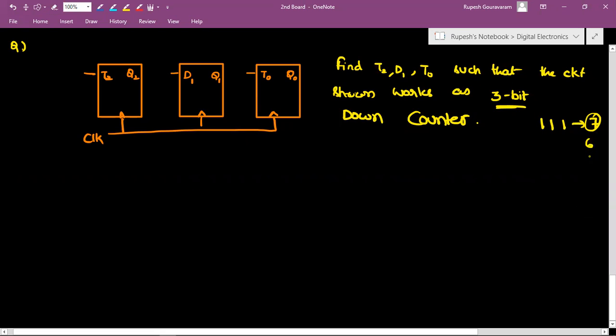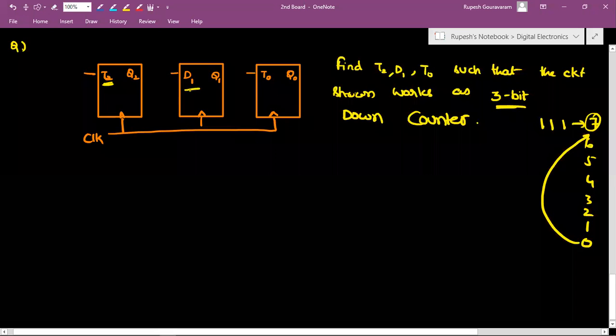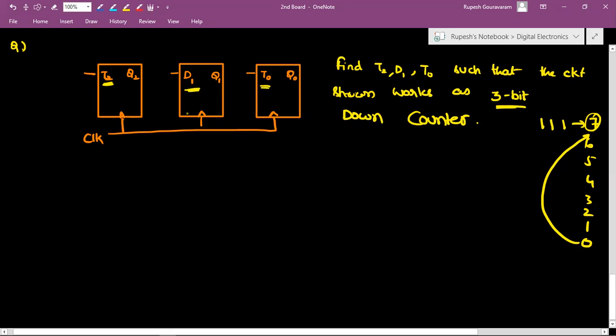So it counts like this: 7 6 5 4 3 2 1 0, and again it goes to 7 and it repeats. Okay, so this we have to design using this particular combination of flip-flops. So first one is T flip-flop, second one is a D flip-flop. D flip-flop we have seen in the previous question, and third one is also a T flip-flop.